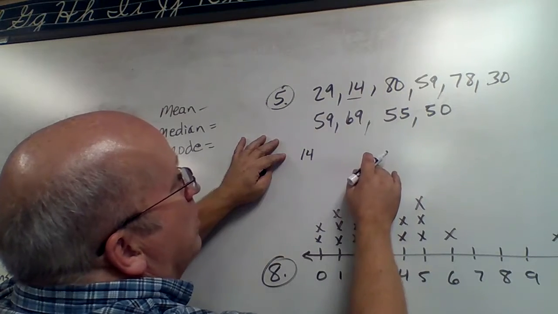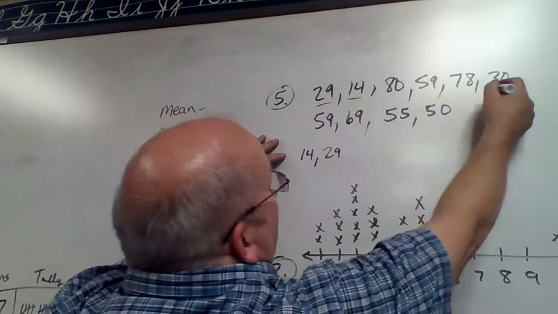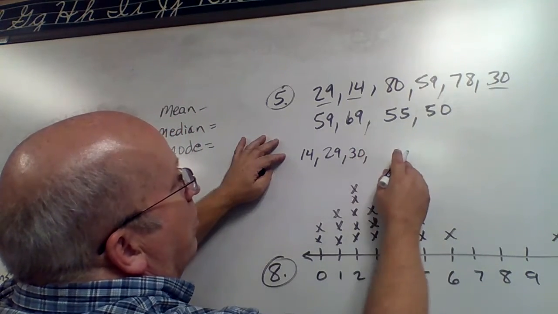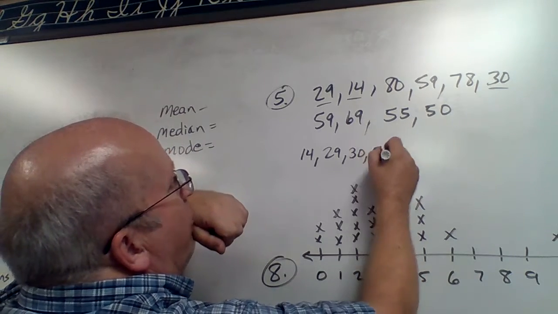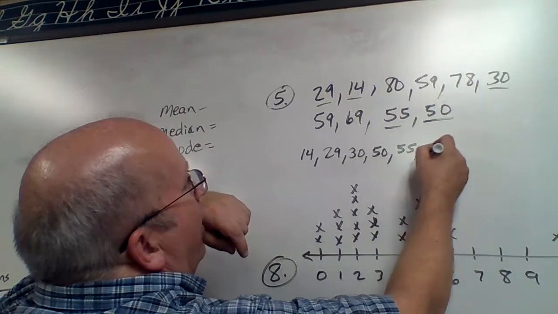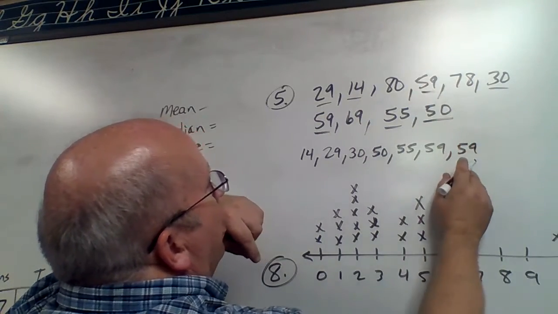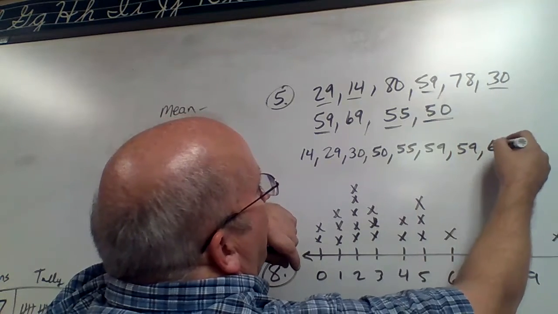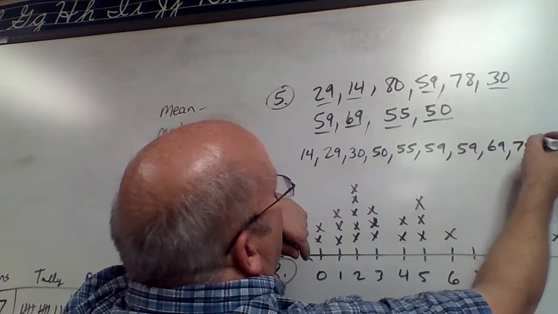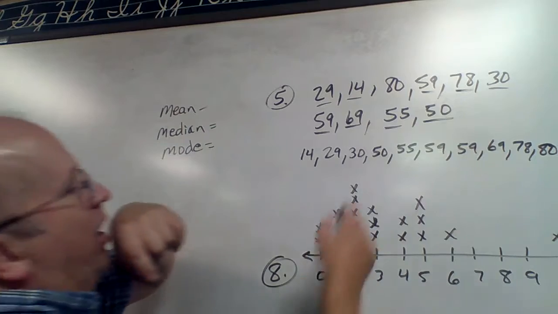14 is my smallest number. I think 29 is next. And then I think 30 is next after that. How am I doing so far? I think it's okay. What's next? How about 50? Then 55. Then 59. Hey, there's another 59. Maybe that's my mode. Then there's, what, 69? That's right here. Then there's 78 right here. And then there's 80 right there. I think I got them all.